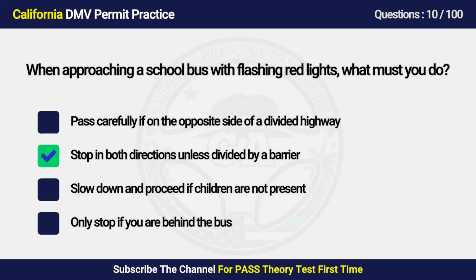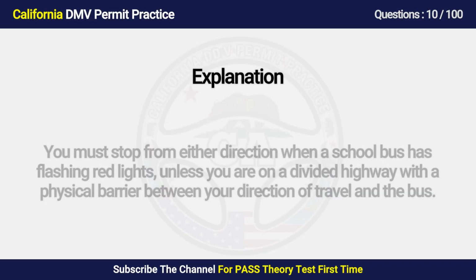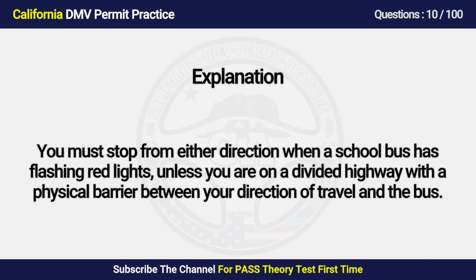Answer is B. Stop in both directions unless divided by a barrier. You must stop from either direction when a school bus has flashing red lights, unless you are on a divided highway with a physical barrier between your direction of travel and the bus.